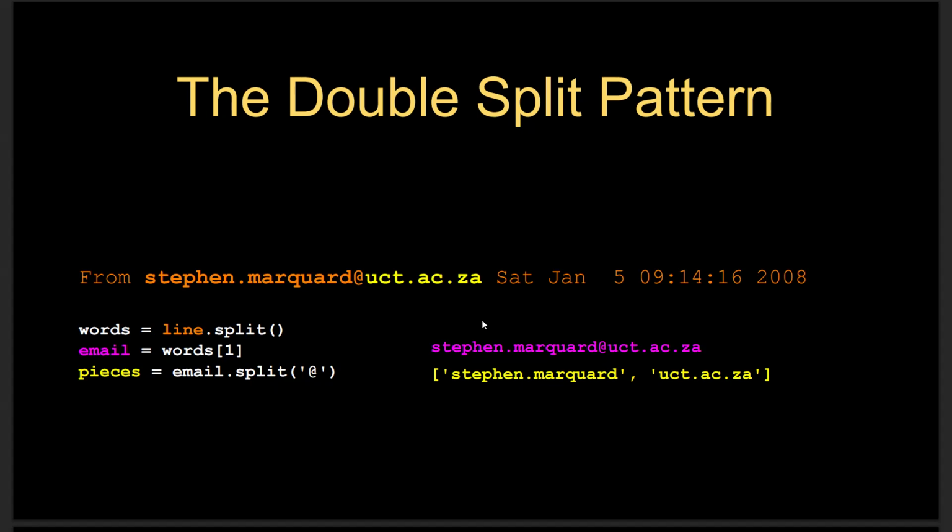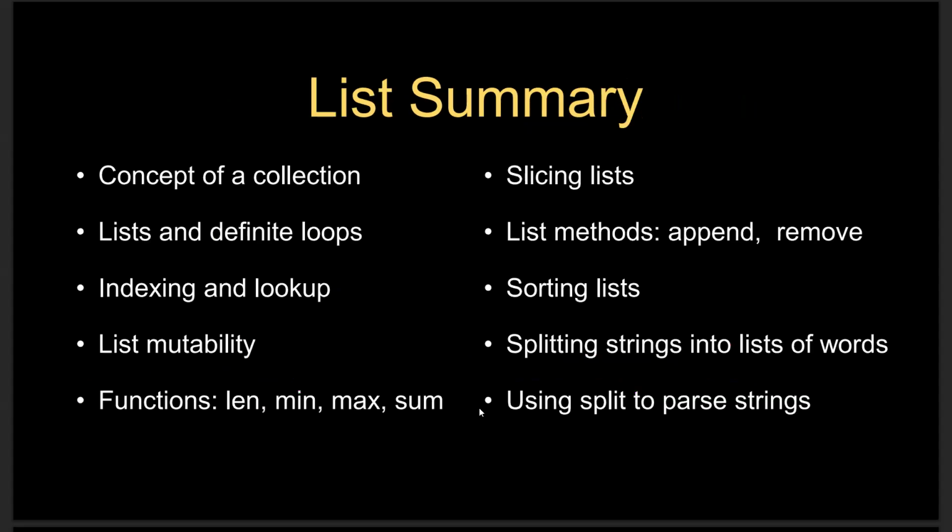After splitting this, we are splitting the string at this at the rate. It will remove the at the rate and get the output as stephen.marquard, and the next one uct.ac.za. Like this, it will get into different parts. Next, print pieces of one. After that, we are accessing the first index of the pieces. What is the first index? stephen.marquard is the zeroth index, and uct.ac.za is the first index. So we will get that output.